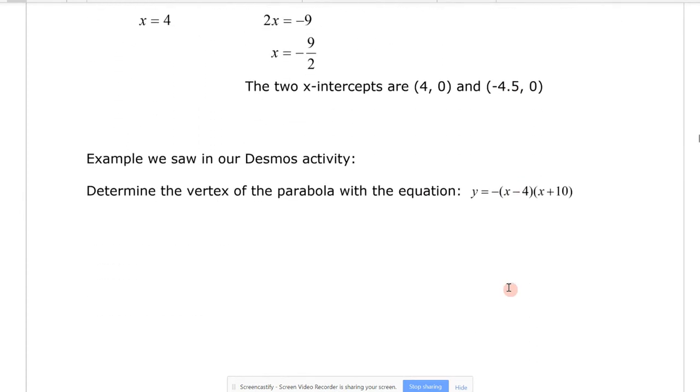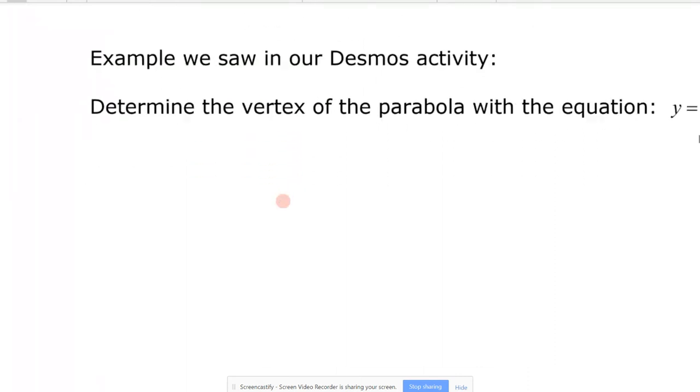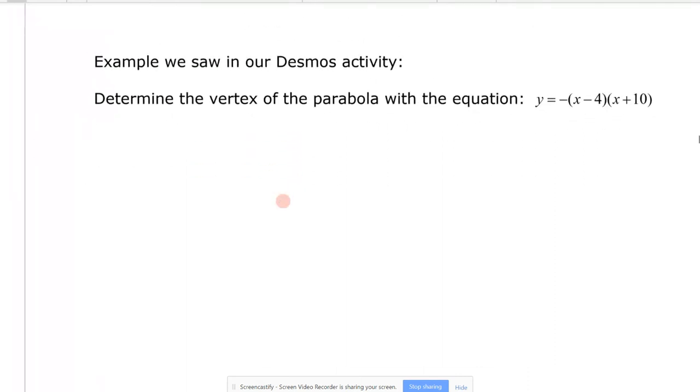Okay, let's try and determine the x-intercept of this equation: y equals negative times x minus 4 times x plus 10. And we're also going to use those x-intercepts to help us determine the vertex of a parabola. So our first step here, number 1, determine the x-coordinate of the vertex. So we need that x-coordinate of the vertex.